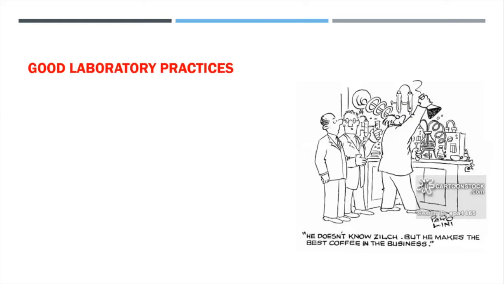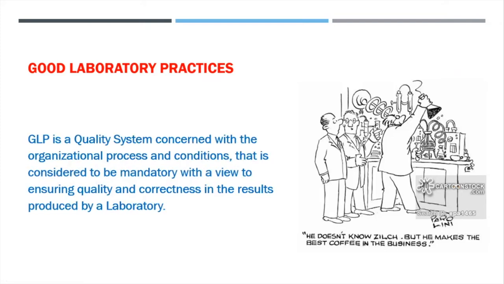Let's get into the GLP, good laboratory practices. So you see this, he does not know zilch, but he makes the best coffee in the business. If you make the best coffee in the business, you just cannot step into the laboratory and start working as a chemist. The GLP is a quality system concerned with the organizational process and conditions that is considered mandatory, with a view to ensuring quality and correctness in the results produced by a laboratory.